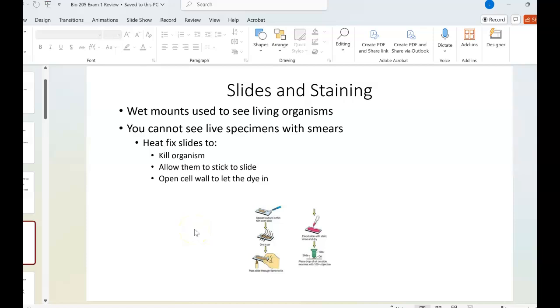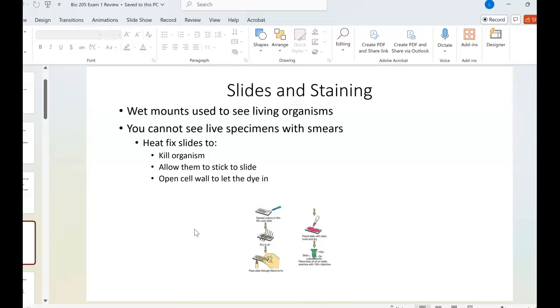Another thing that we talked about was preparing slides and staining. So if you ever looked at pond water underneath the microscope, you were making a wet mount slide. So you could actually see those little pond swimmy things moving around. We are not going to be able to see our bacteria moving. So we are going to make smears and then heat fix them.